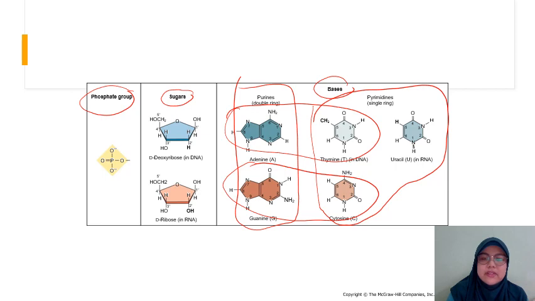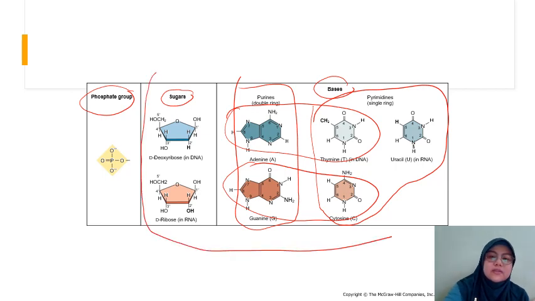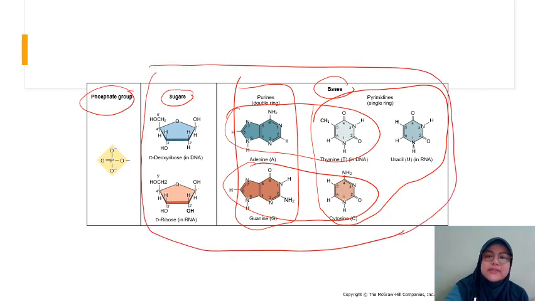So if all three of these components are present, we call it a nucleotide. But if it's only the sugar and the nitrogenous base, we call it a nucleoside.